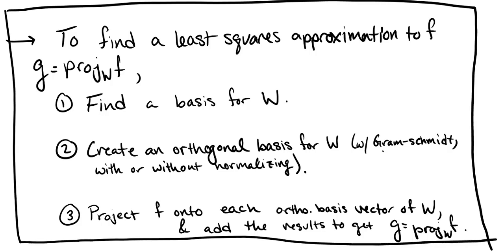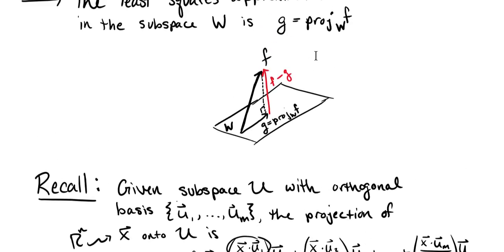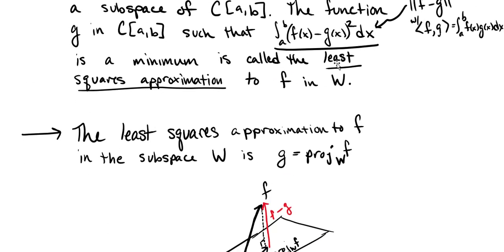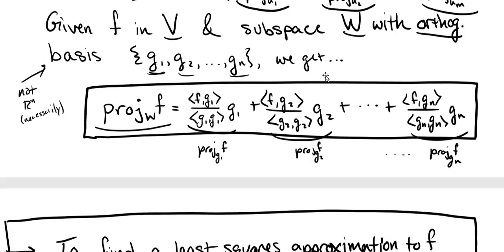By the way, why do we call it the least squares approximation? It's because we are looking at squares in this integral up here. It's the square of the difference of F and G that gets minimized.